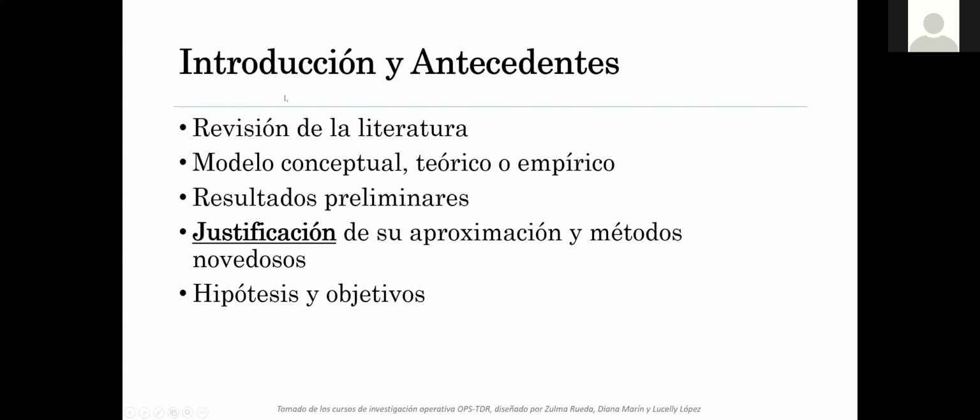So when we write an introduction, it's a page and a half long. It's not more than up to 1,000 words. And here we include elements of literature review, and we include elements of the conceptual, theoretical, and empirical model that have been obtained for the problem that we are addressing, and preliminary results that we have collected from our research journey and our research teams.